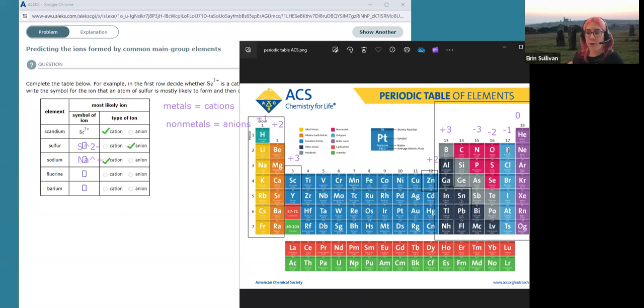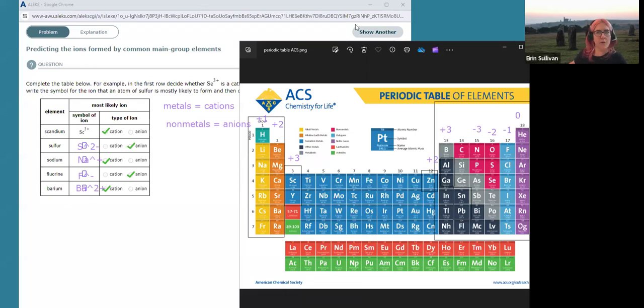Fluorine, where are you? Fluorine over there at the top of the halogens, group 17. So it's a non-metal. It's going to form an anion. Check that one. So that'll be fluorine minus, symbol for fluorine is just F, so superscript minus, okay? So that's what I mean when I'm talking about if it's a +1 or a -1, you don't include the 1. And then lastly, barium over here, down the bottom of group 2. So that's an alkaline earth metal. It's always going to form a cation, and the charge on that cation will be +2. So barium superscript 2 plus will be that cation.